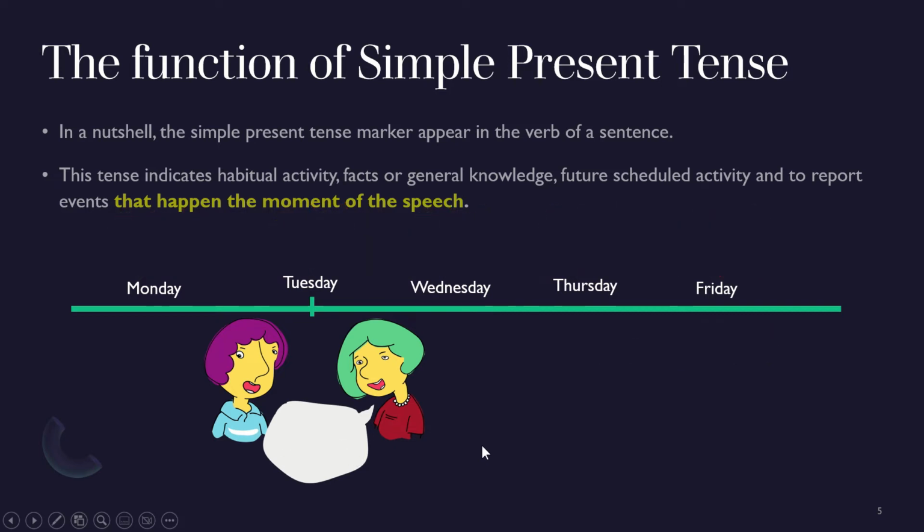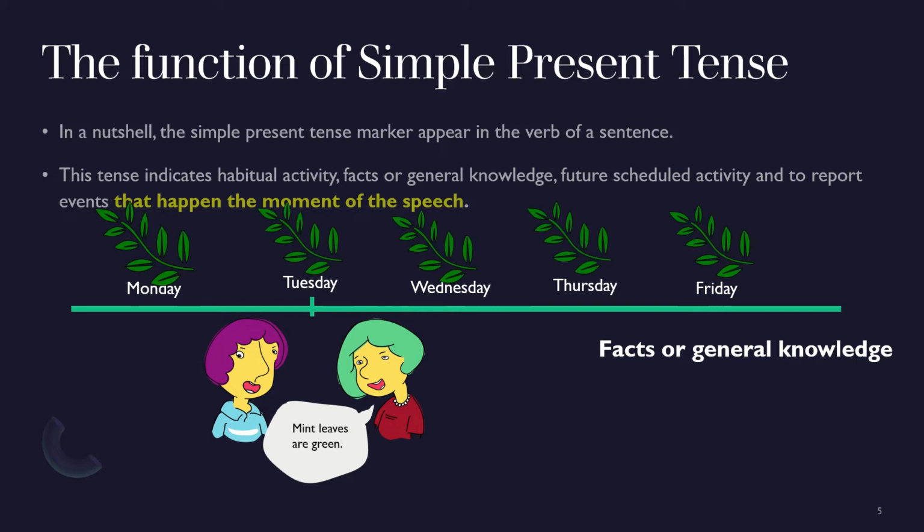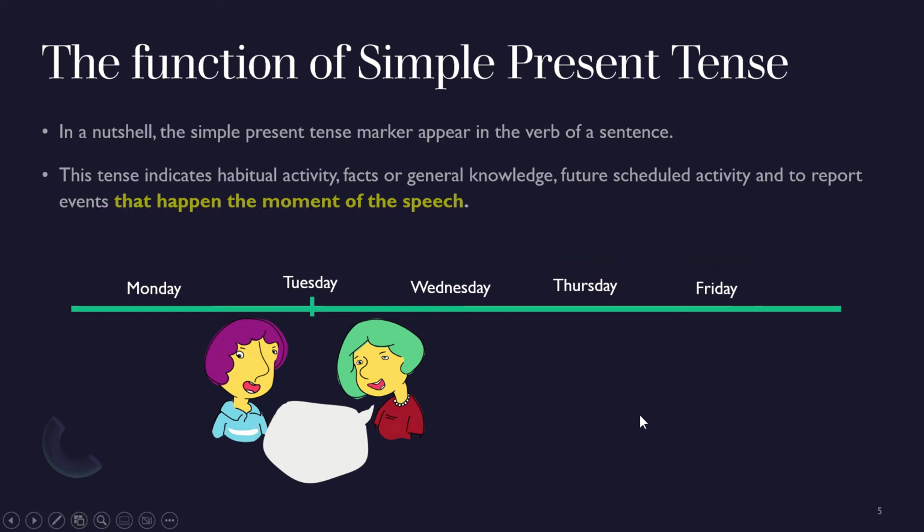And also, if the thing that you want to express is a fact or general knowledge, like "the mint leaves are green," whenever you say it, the mint leaves color is green. Alright, so this is considered a fact or general knowledge. Therefore, it is best to express it using simple present tense. Mint leaves are green.